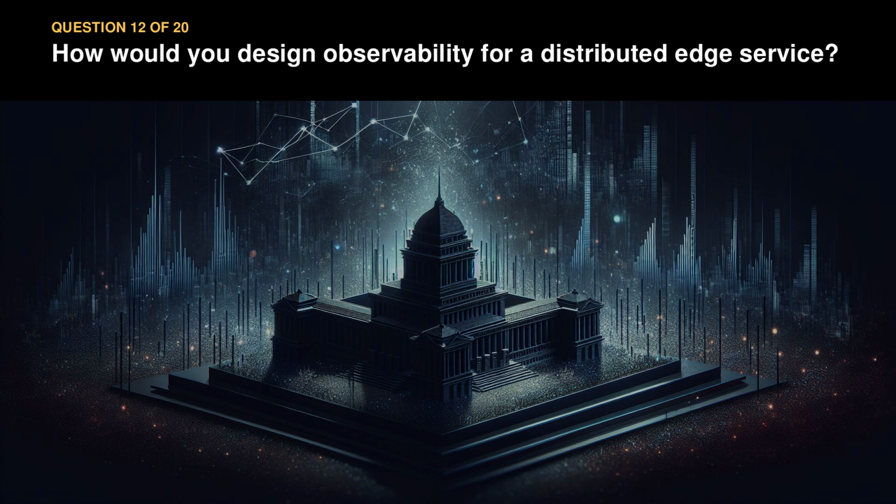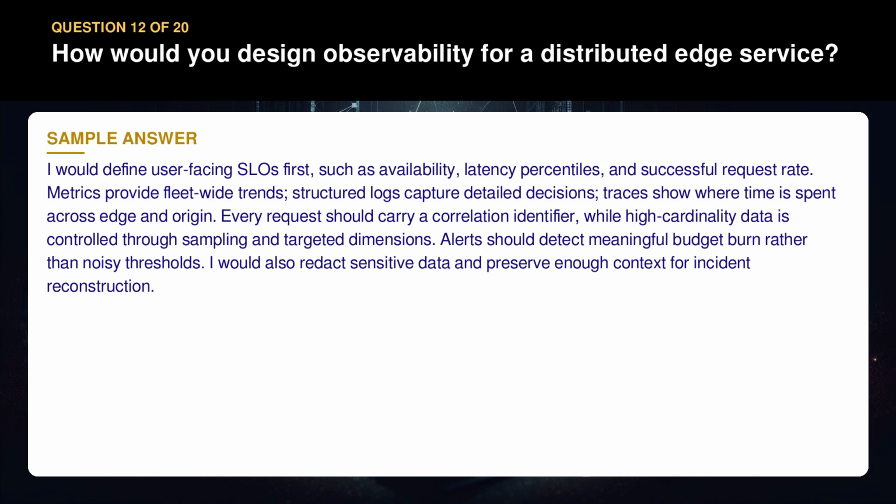Question 12. How would you design observability for a distributed edge service? I would define user-facing SLOs first, such as availability, latency percentiles, and successful request rate. Metrics provide fleet-wide trends, structured logs capture detailed decisions, and traces show where time is spent across edge and origin. Every request should carry a correlation identifier, while high cardinality data is controlled through sampling and targeted dimensions. Alerts should detect meaningful budget burn rather than noisy thresholds.